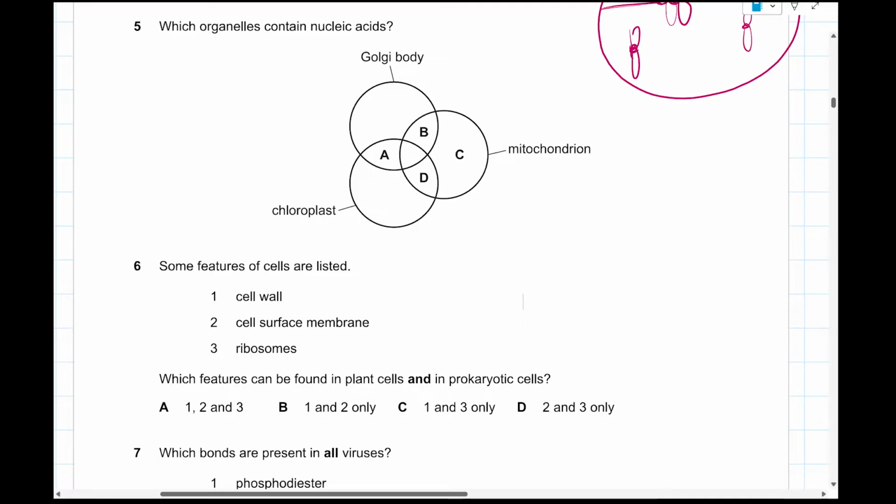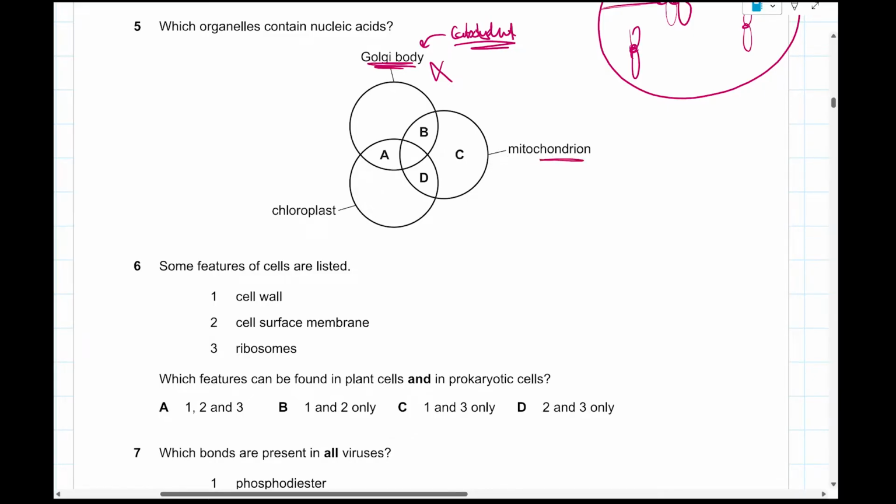Question number 5. Which organelles contain nucleic acids? So, Golgi body does not contain nucleic acid. The function of Golgi body is after the protein has been formed on the rough endoplasmic reticulum, they are released from the rough endoplasmic reticulum via secretory vesicles and then further modified at the Golgi body, where, for an example, a carbohydrate is added. Now, this means that it does not contain nucleic acids.